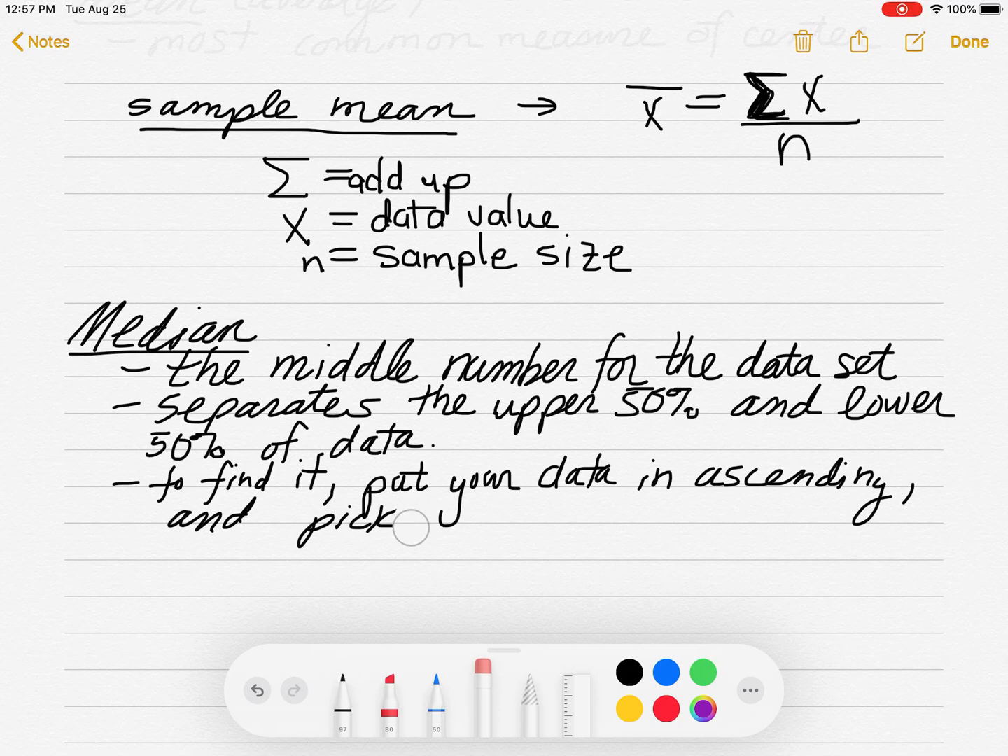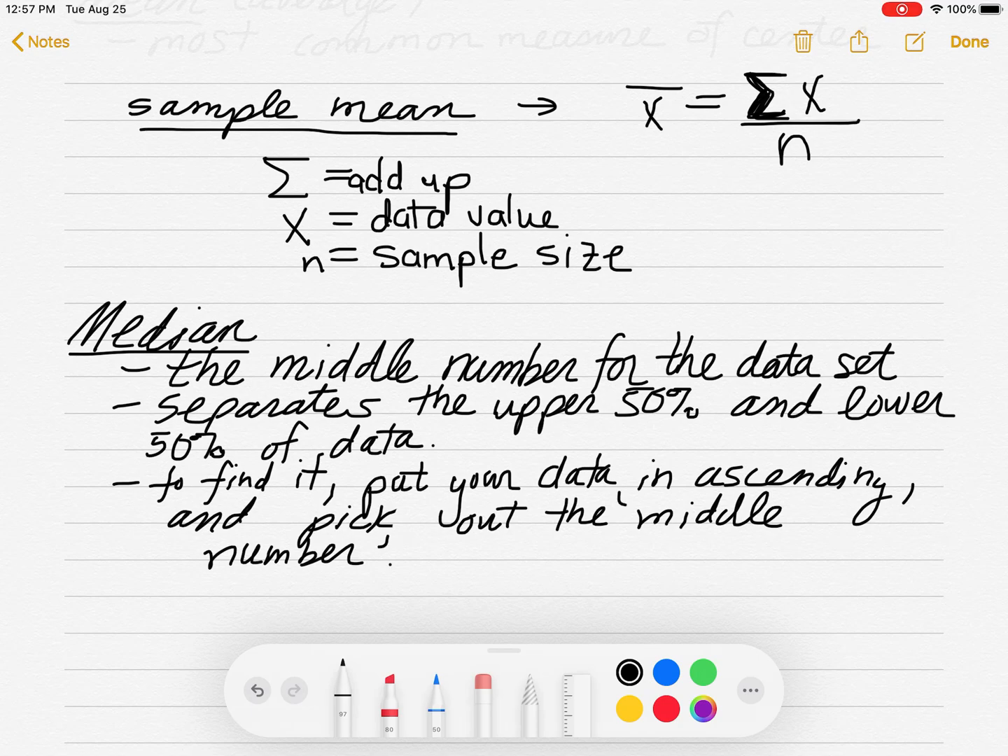Pick out the middle number. I put that in quotation marks, the middle number. So what exactly is the middle number? Well, sometimes when you have an odd number of data values, it's really easy to pick out the middle number. But when you have an even number of data values, sometimes you have to take the two data values closest to the middle and take the average of those, find the halfway mark between those.